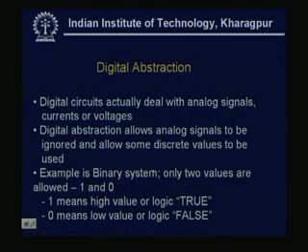So, this we call one digital abstraction. For example, this is a binary system, only two values are allowed, 1 and 0. 1 means high value, and this high value is a range. If it is 5 volt to 10 volt, I call this a high value, or logic true, sometimes called true, meaning on or switch on. 0 means low value, that means 0 to 4.8 volt in that same example, and we call that logic false.